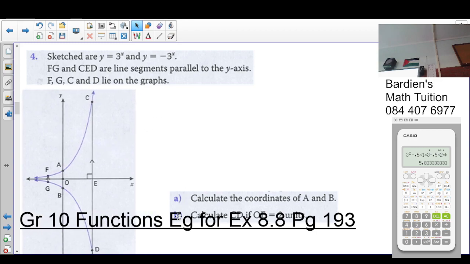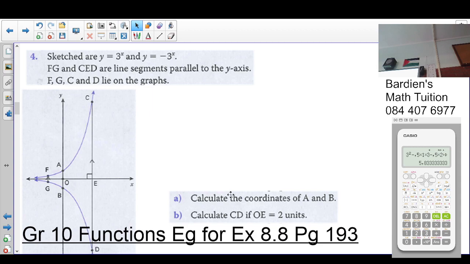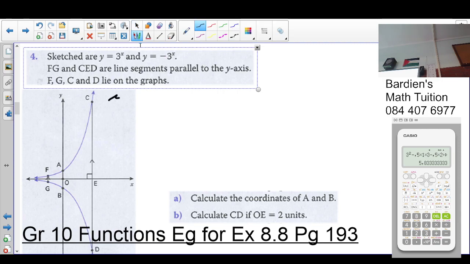So looking at check your skills exercise 8.8 on page 193. We are told to sketch the graphs of y equals 3 to the x and y equals negative 3 to the x. If FG and CED are line segments parallel to the y-axis, as you can see, and G, C, and D lie on the graphs. Those points lie on the graph as well.